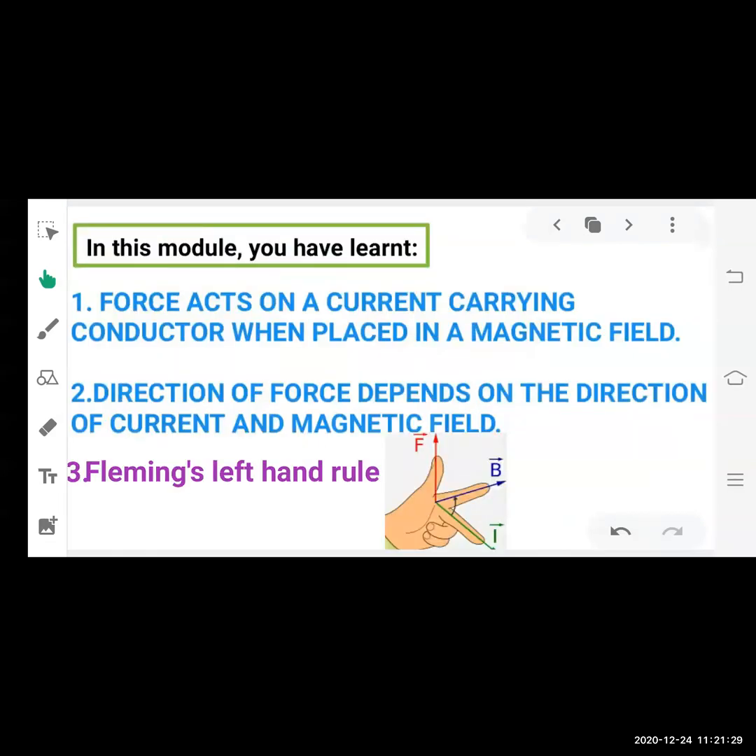Now let's revise what we have studied in this module. We studied that force acts on a current carrying conductor when placed in a magnetic field. Then the direction of force depends on the direction of current and magnetic field. Then we studied Fleming's hand rule. If we know the direction of magnetic field and current flowing in the conductor, we can find out the direction of force exerted on the conductor.